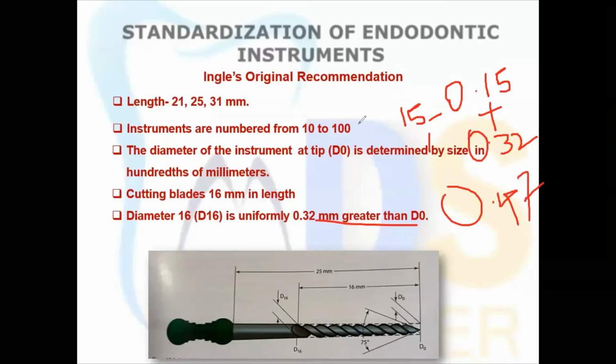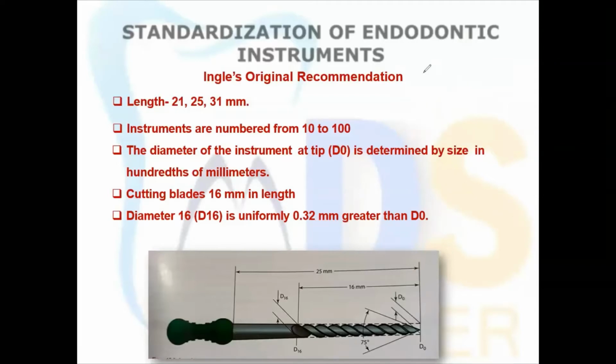I hope you are clear with this concept. The diameter at D16 should always be 0.32 mm greater than that of D0. And this ensures the constant increase in taper from the tip to the shaft of the instrument. So these are all the original recommendations.